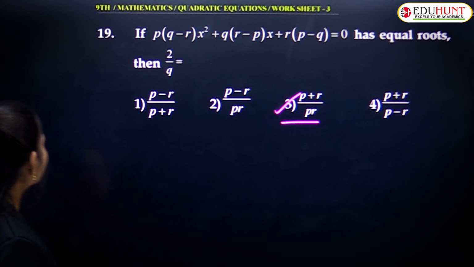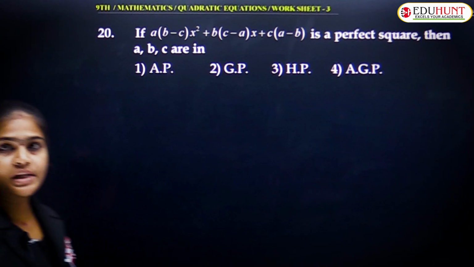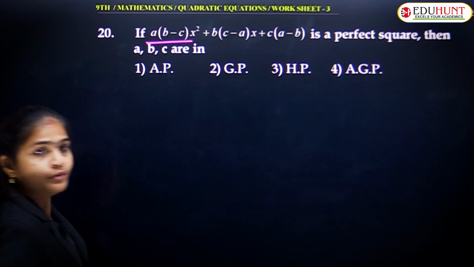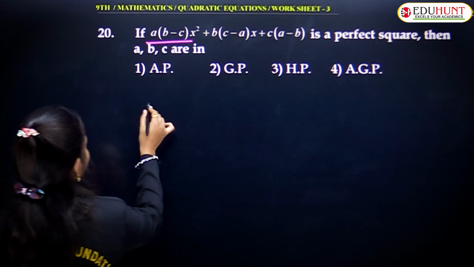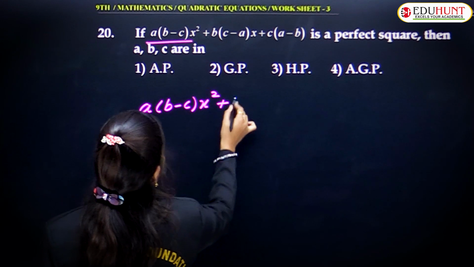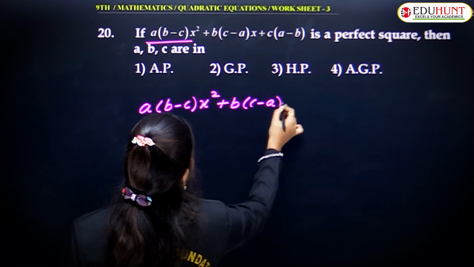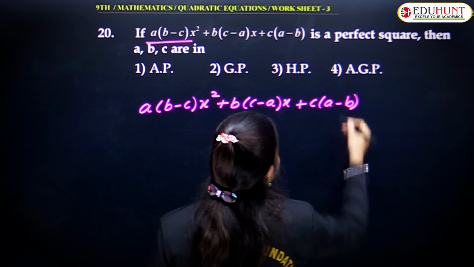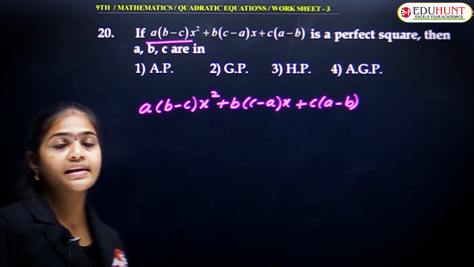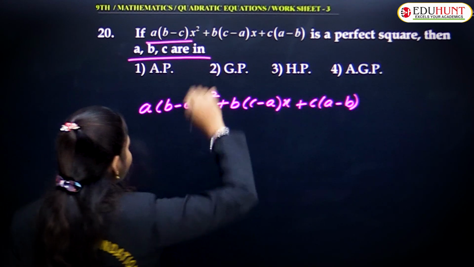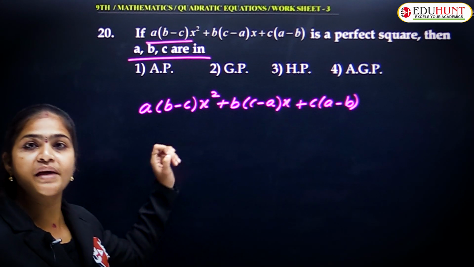So let us see the next question. Children, see the next question. Here, if A into (B minus C) x square plus B into (C minus A) x plus C into (A minus B) is a perfect square, here they are saying that this is a perfect square, then A, B, C are in what?